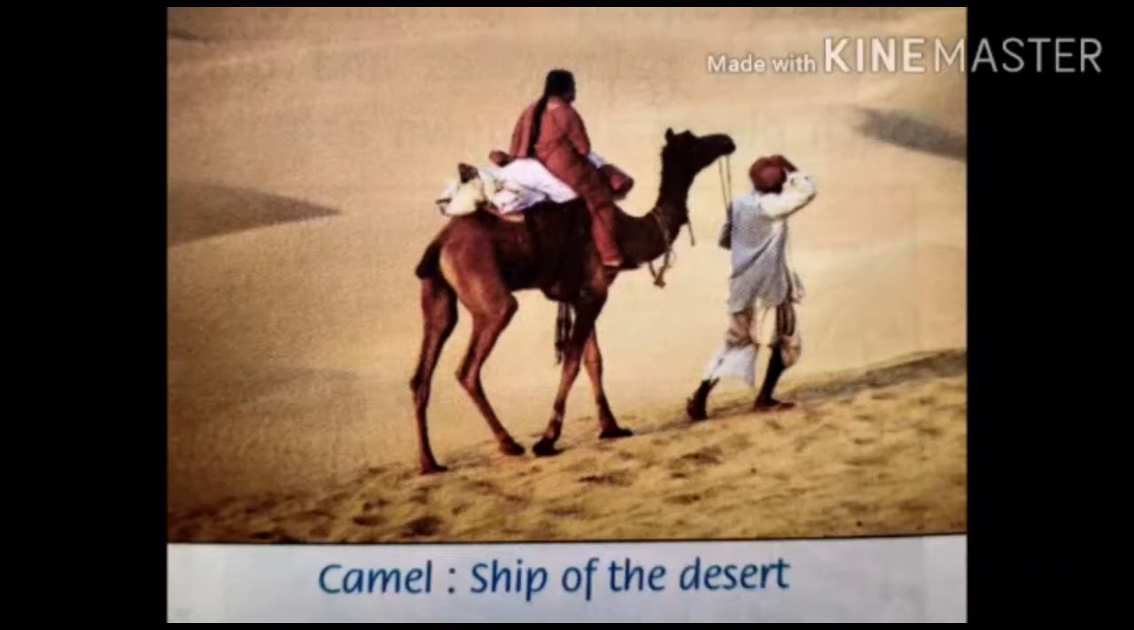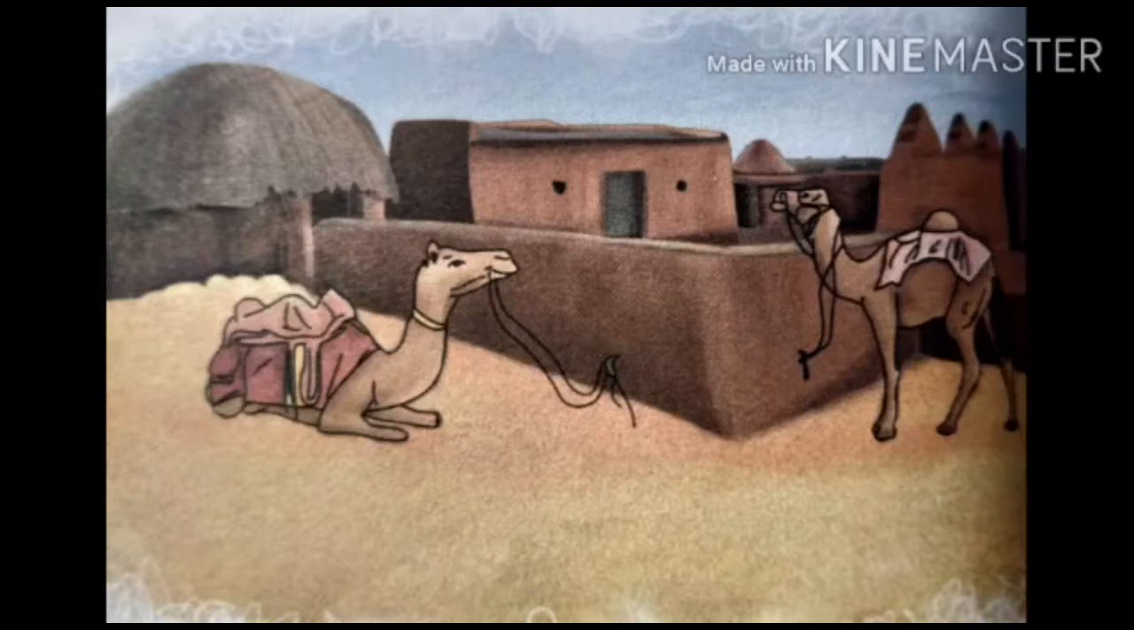The camel. The camel is also called the ship of the desert because it can survive without water for a few days. Camels do not sweat and have padded feet which help them to walk on the sand easily. It is also used to carry loads. In the border areas, camels are used by the armed forces for patrolling and guarding the international boundary.